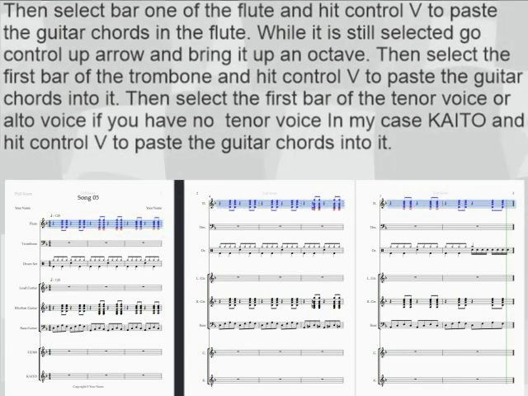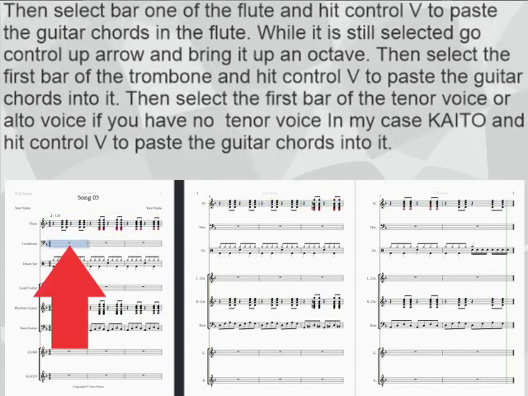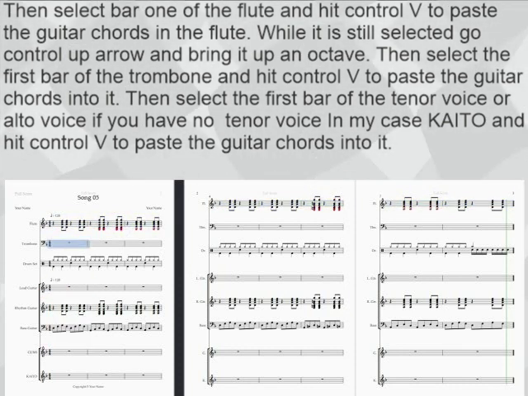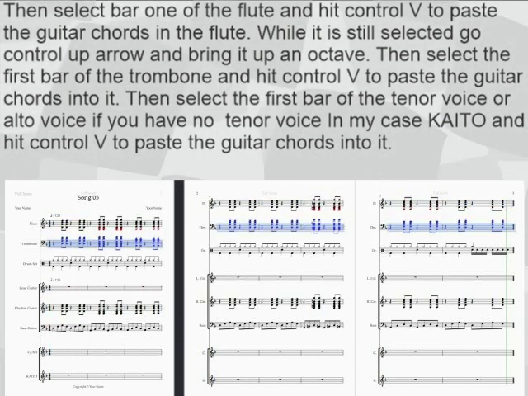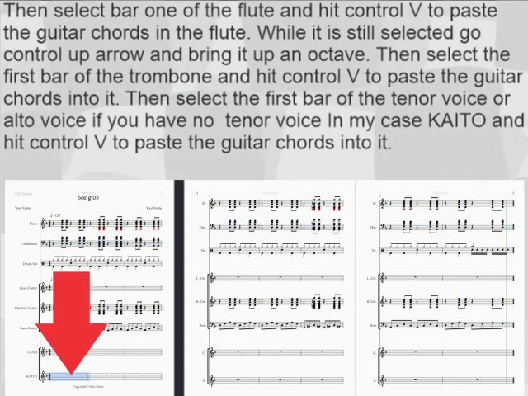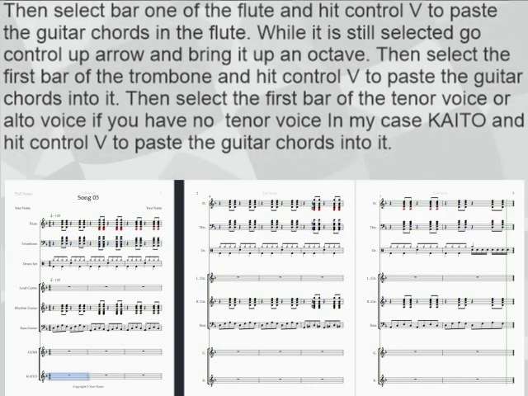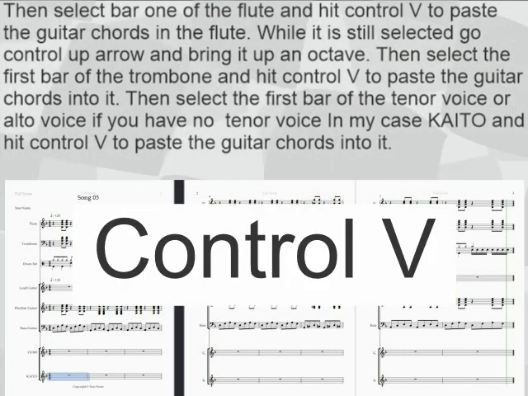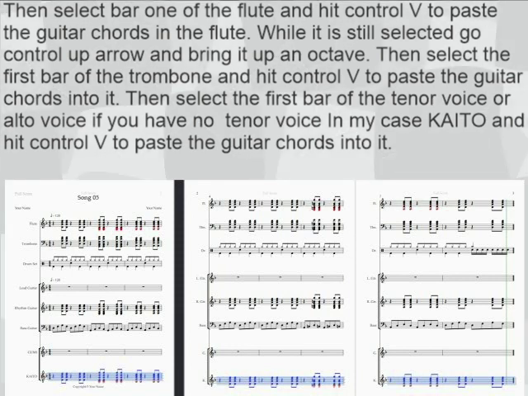While it is still selected, go Control up arrow to bring it up an octave. Then select the first bar of the trombone and hit Control V to paste the guitar chords into it. Then select the first bar of the tenor voice or alto voice if you have no tenor voice, in my case Kaido, and hit Control V to paste the guitar chords into it.